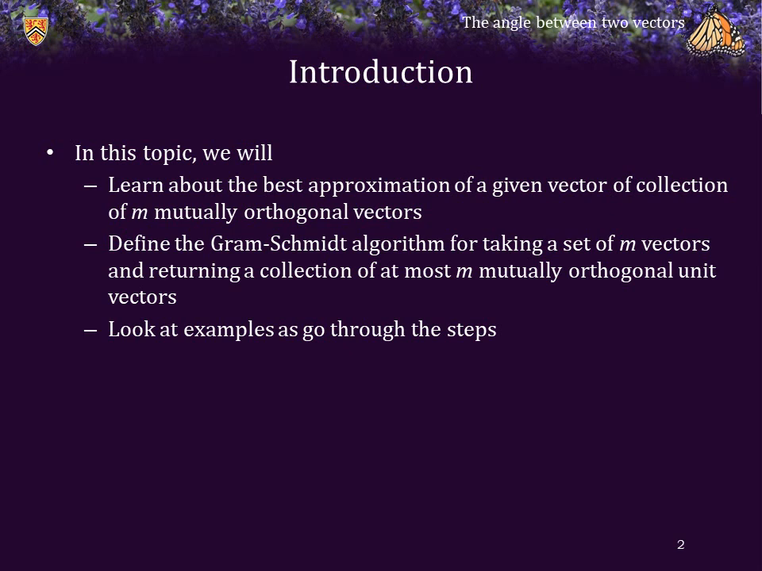So in this topic we will learn about the idea of the best approximation of a given vector by a collection of m mutually orthogonal vectors. Based on this information, we will define the Gram-Schmidt algorithm for taking a set of m arbitrary vectors and returning a collection of at most m mutually orthogonal unit vectors. We will also look at examples as we go through these steps.